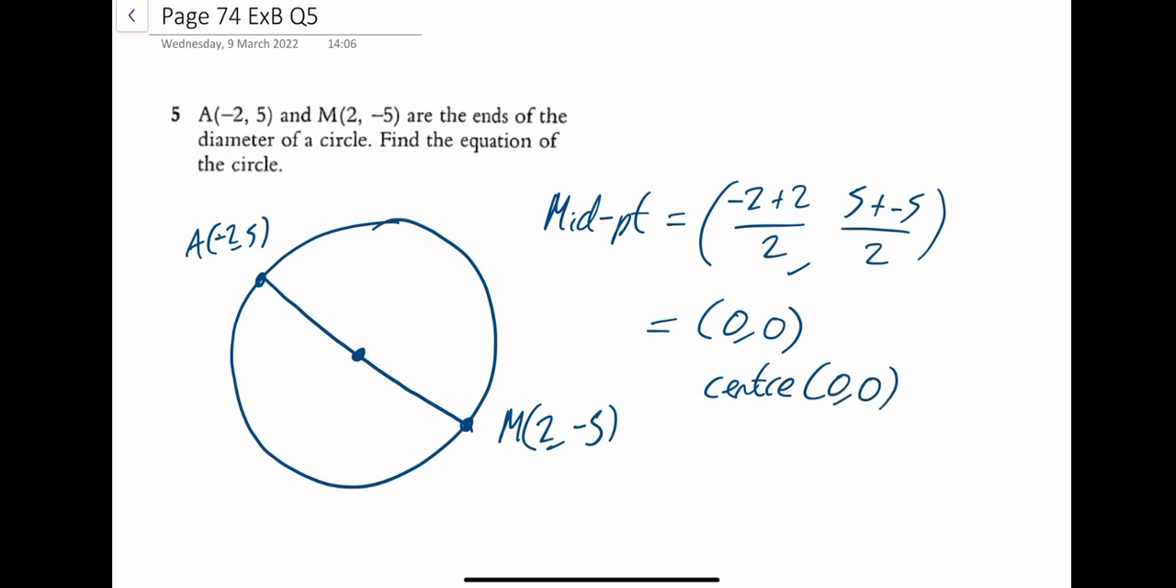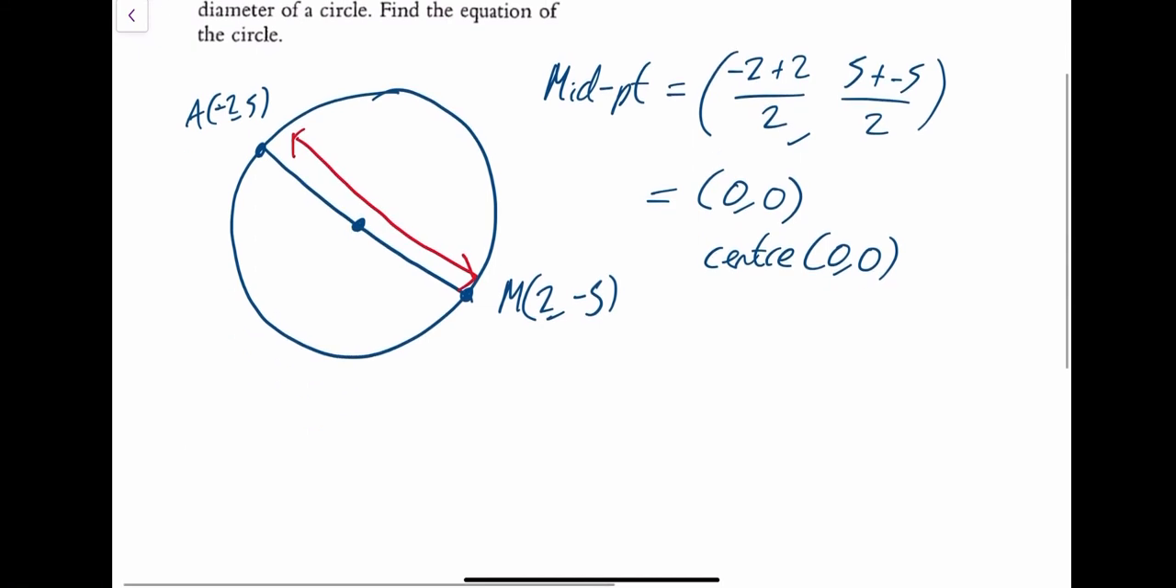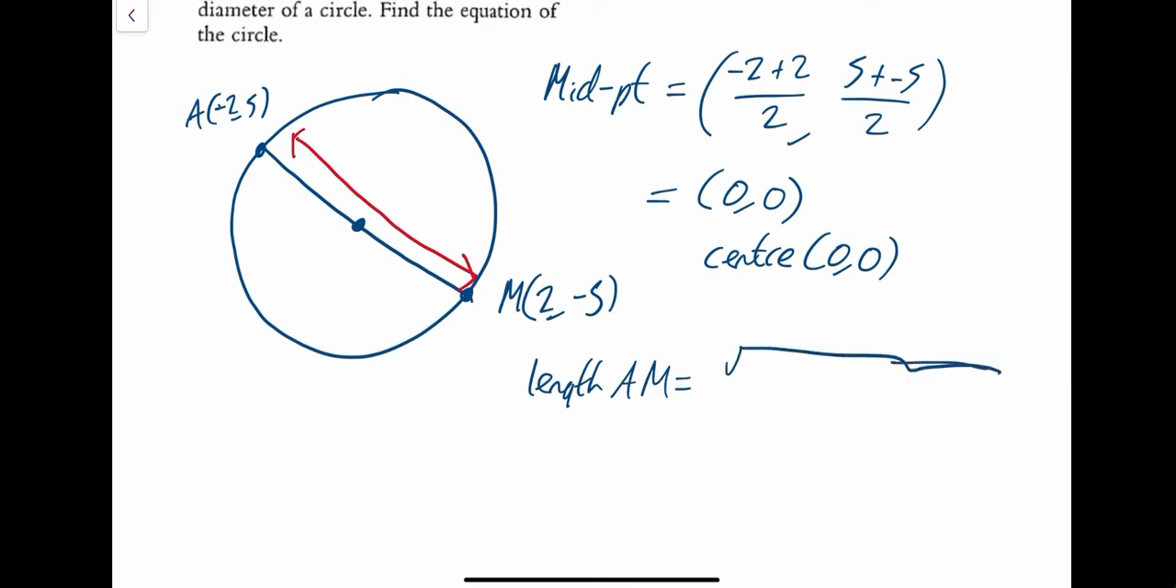Okay, how can we find the radius? If we found the length between A and M, as they have called it, that would give you your diameter. And then you can divide your diameter by 2 to get the radius. So we're going to find the length AM and then divide by 2. So we'll just say the length A to M is equal to the square root of the x difference squared.